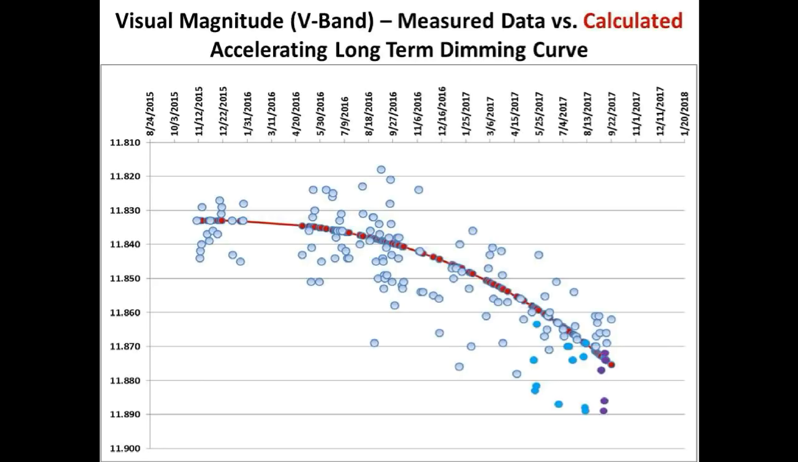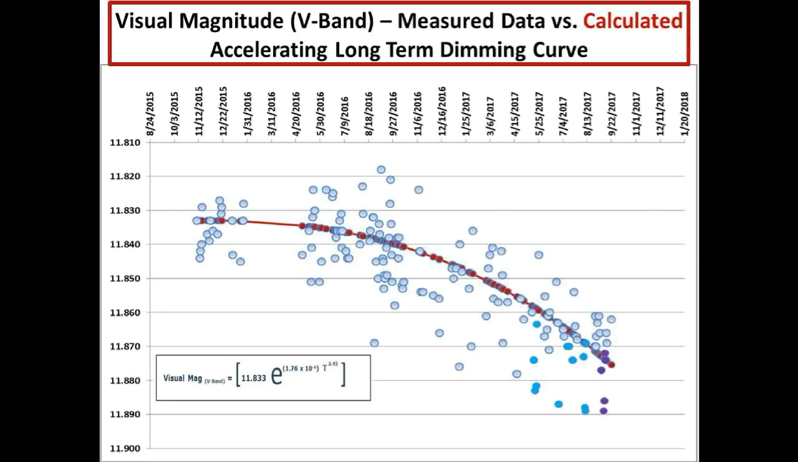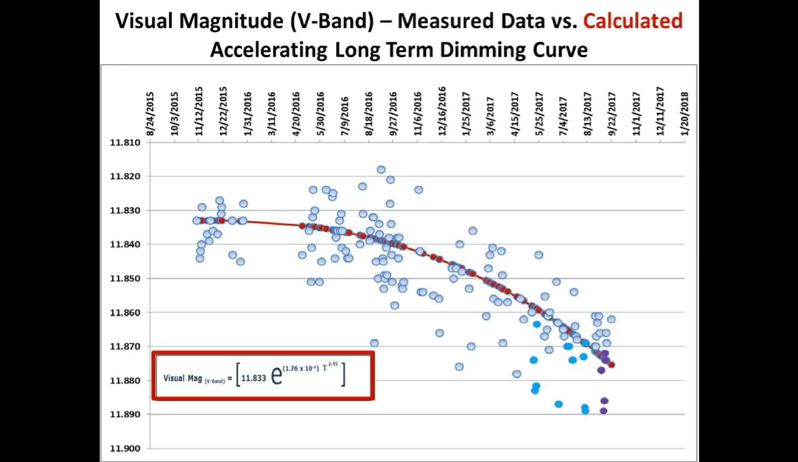So guys, this is a reminder of our scatter plot of David Lane's V-band measurements versus the equation-generated curve of the long-term dimming of Tabby Star. And this scatter plot takes us from October 27th of 2015 through September 22nd of 2017, just before David Lane changed his procedure on how he takes his measurements of Tabby Star.